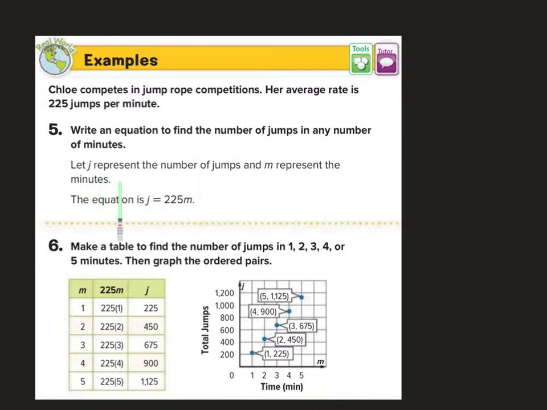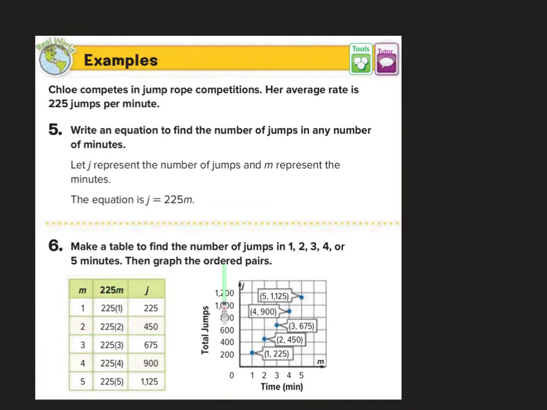So we're getting away from using X and Y as generic variables, and we're starting to use, in this case, J for jumps and M for minutes. The equation is J equals 225M. So the number of jumps equals 225 times the number of minutes.